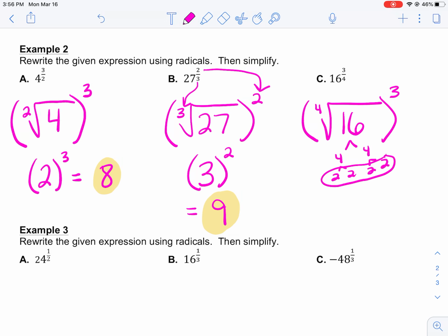Okay, and so this is going to equal 2, and then we're going to raise that to the 3rd power. 2 times 2 times 2 equals 8. So now we've got 2 steps. We're going to take the root, and then we're going to raise it to the power.